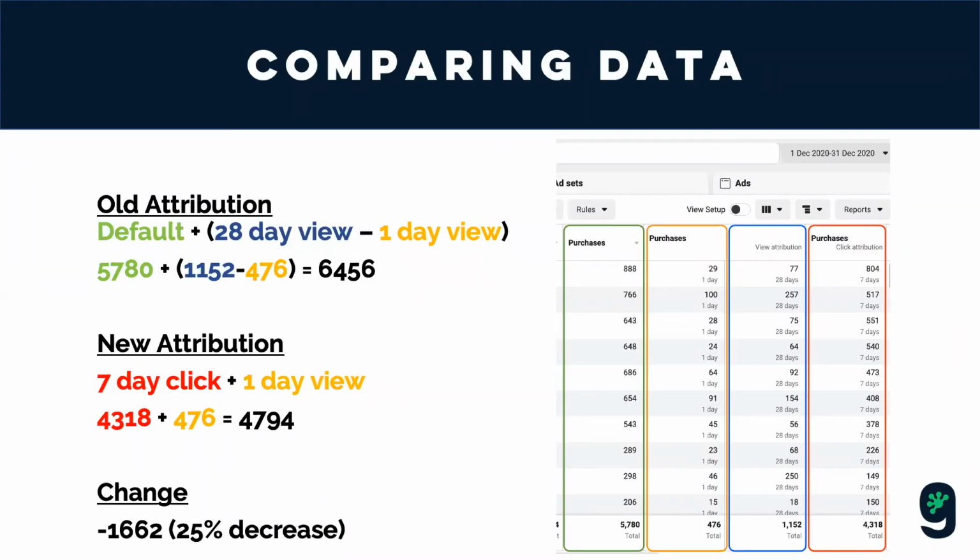And then we can calculate the new attribution of what it's going to be like with 7-day click and 1-day view. So we take the total of the red column, which is the 7-day click. So that's 4,318. We're going to add it to our 1-day view on its own, which is 476. And we have a new lower reported figure of 4,794. We can then work out the total change in purchases. So in this case, this client would see 1,662 fewer purchases just based on the attribution change, which is a 25% decrease.